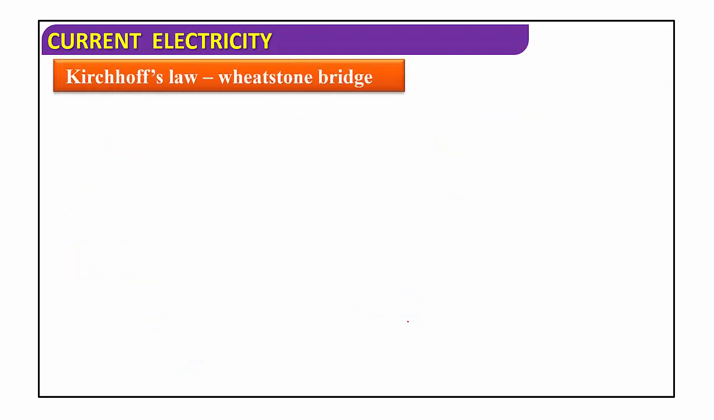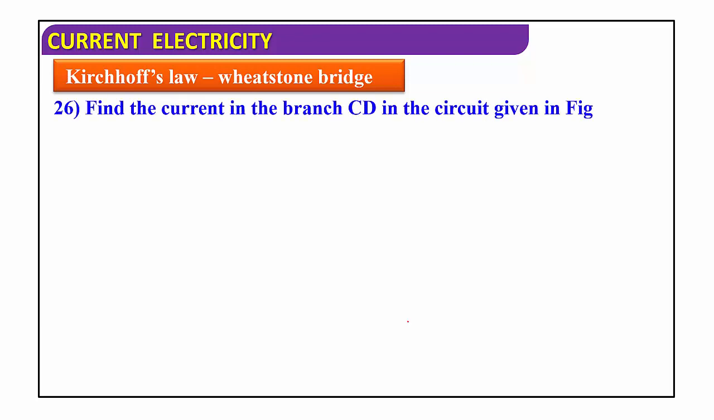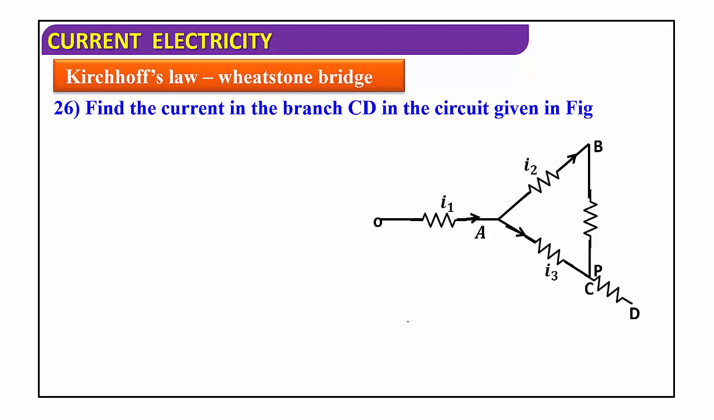Now the questions are based on Kirchhoff's law as well as Wheatstone's bridge. Come to the 26th question. What is the question they had given here? Find the current in the branch CD in the circuit given. Observe this diagram. We have to find current in this part, C to D. Very easy question here, directly you can answer. You can observe the arrow mark in this diagram.